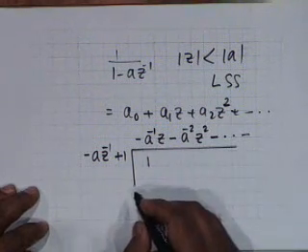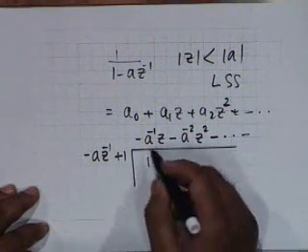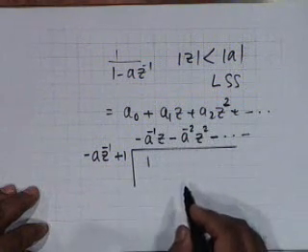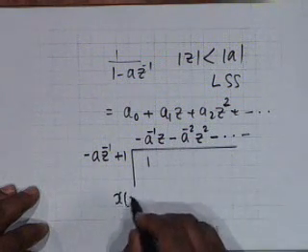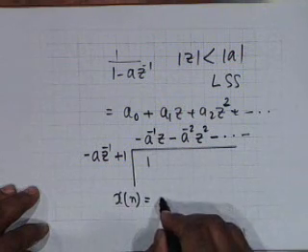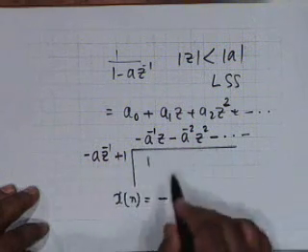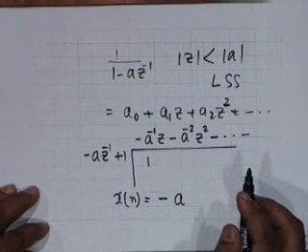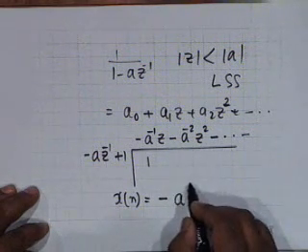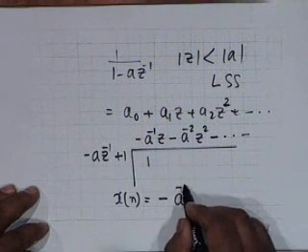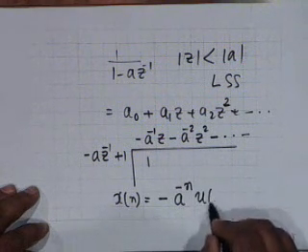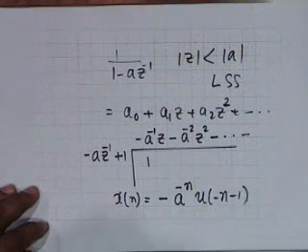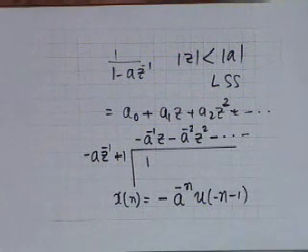Alright, and you can see, you are lucky because the pattern is obvious, the pattern is clear, and you can see that x of n in general shall be, with a negative sign, minus a to the power minus n, u of minus n minus 1. Is that okay?